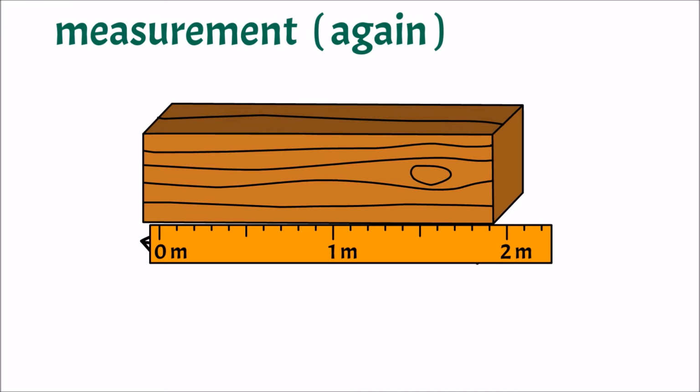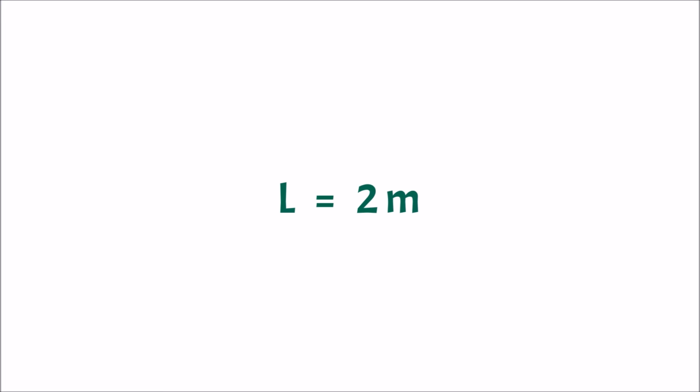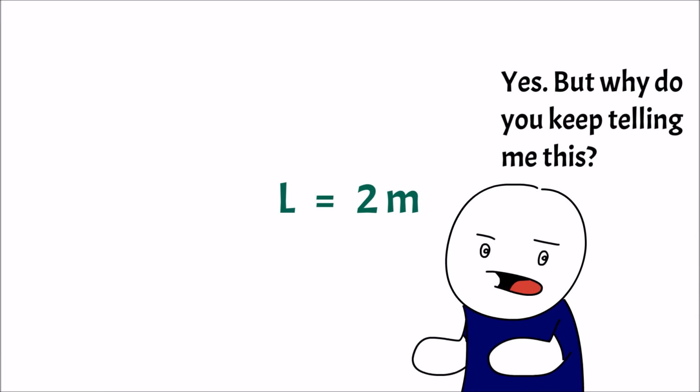So we put the block and the ruler side by side, set the 0 scale of the ruler on one of the block's edges, and read the scale nearest to the other edge. And voila, we get the length of the block in meter. So now other people can also understand our result.